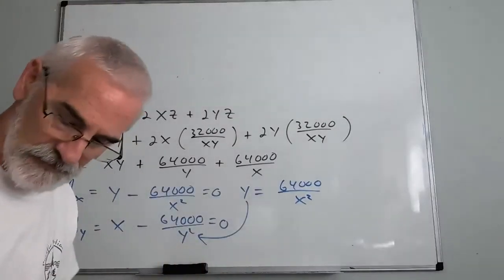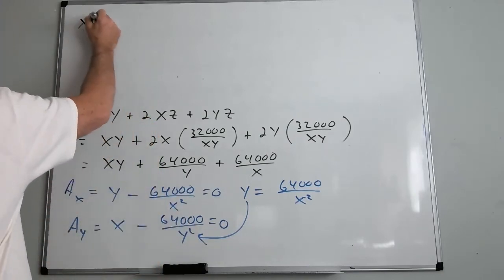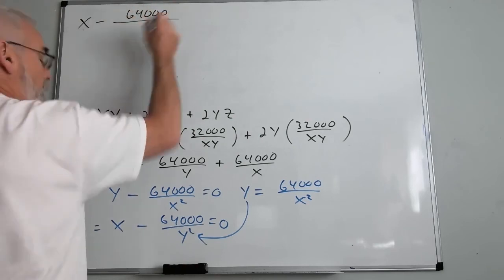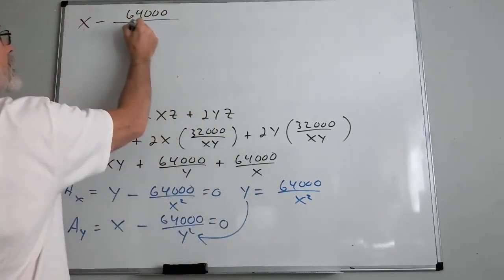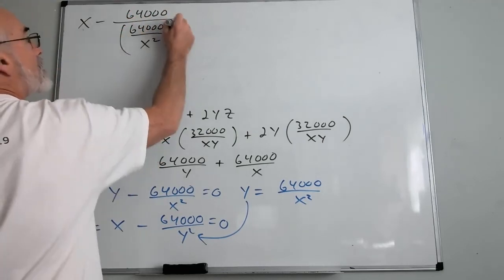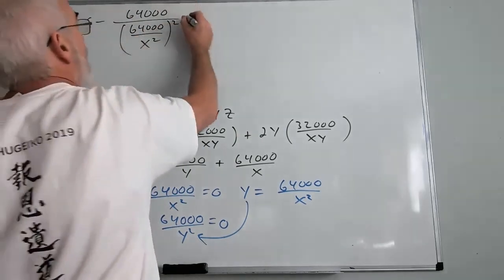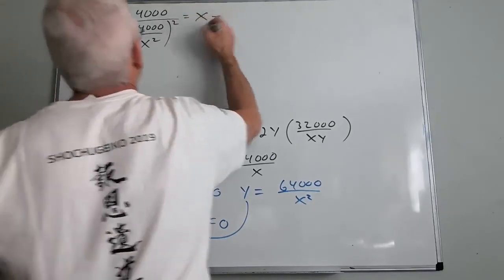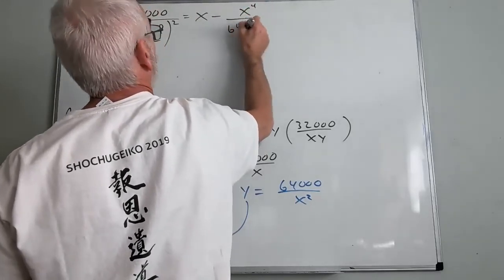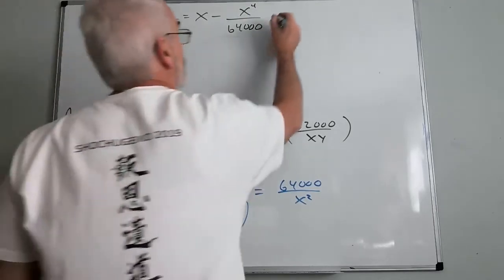Okay, so let's go ahead, change pens here. If I insert that there, then I will get X minus 64,000 over the square of this. Okay, well, that's going to be an X to the 4th that will clearly make it to the top. And one of the 64,000s will cancel. So that's going to be X to the 4th over 64,000. Okay, remember the whole thing equaled 0.